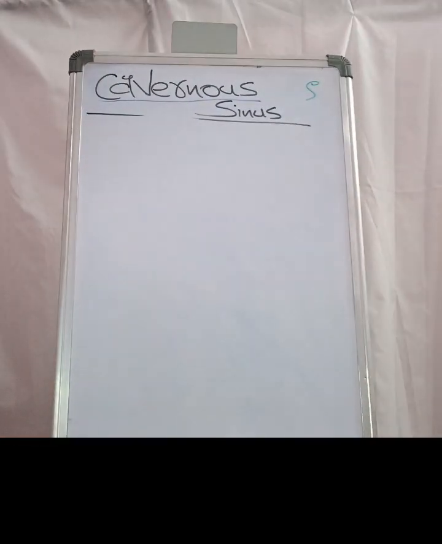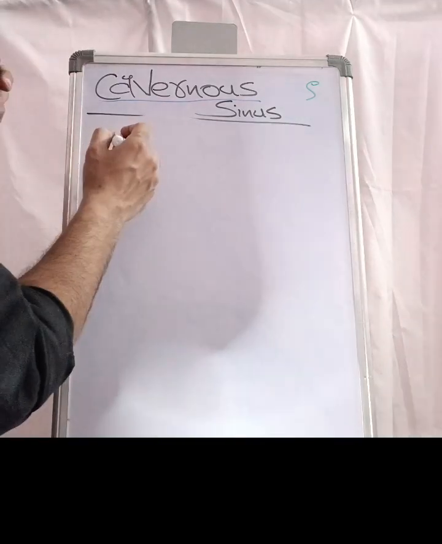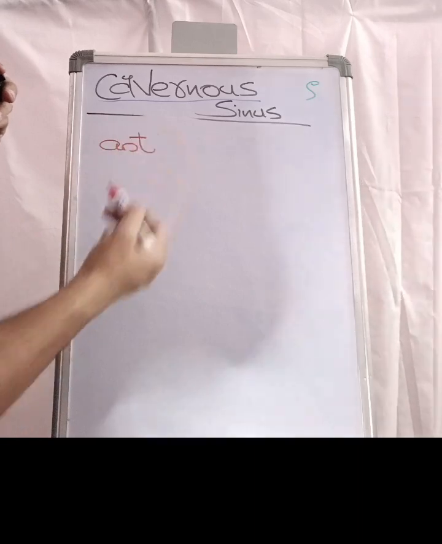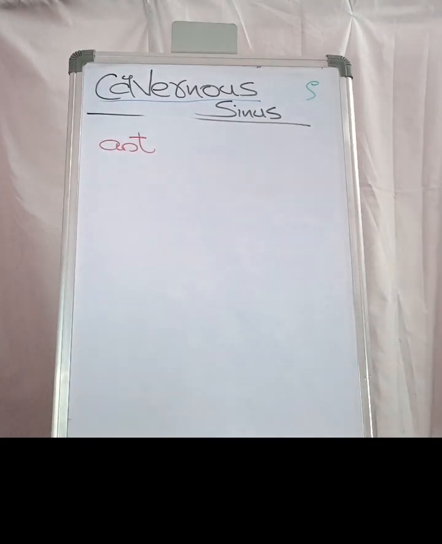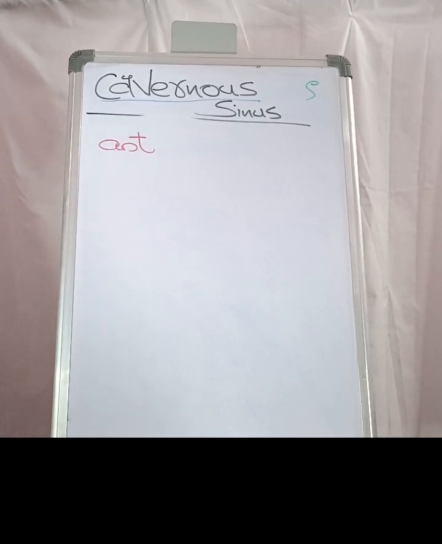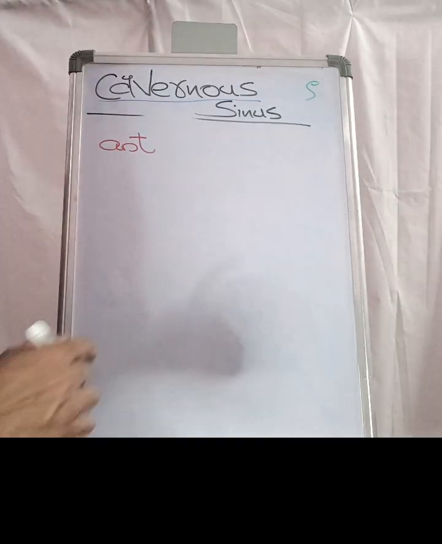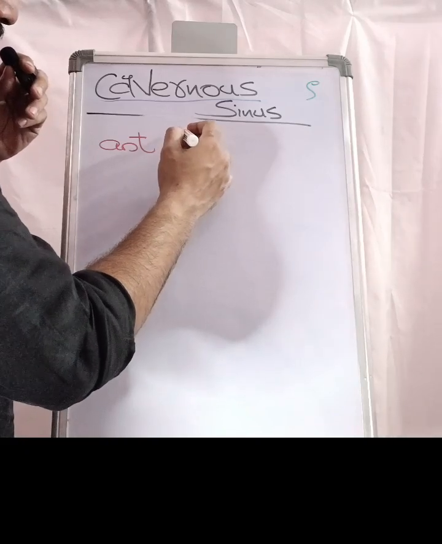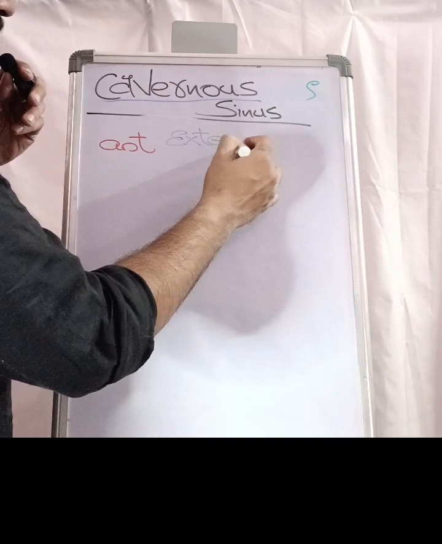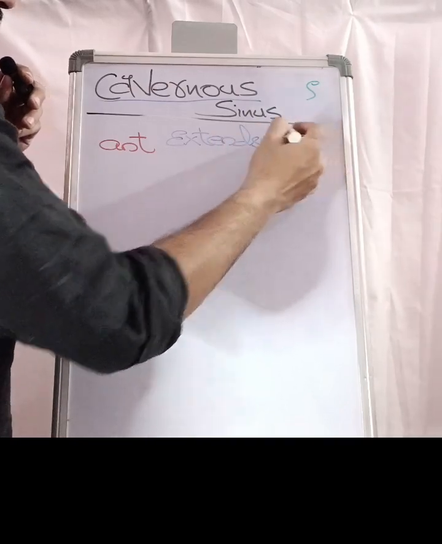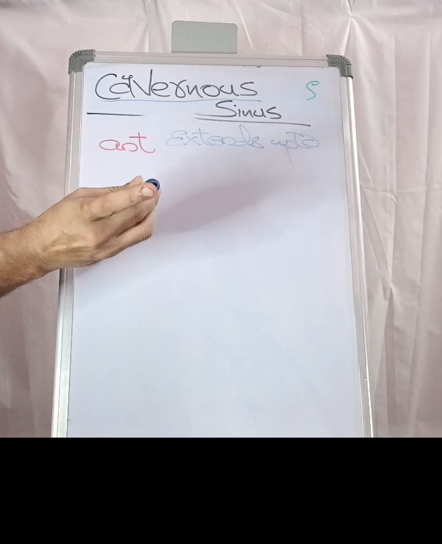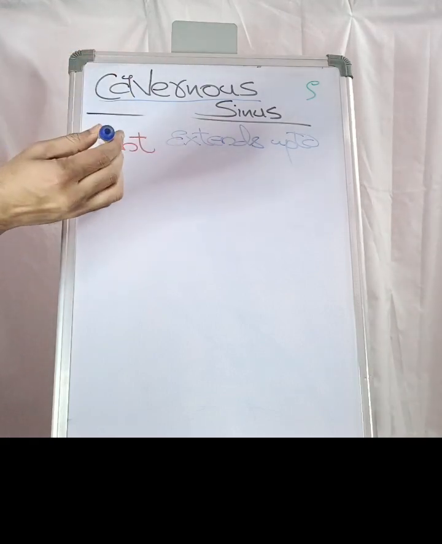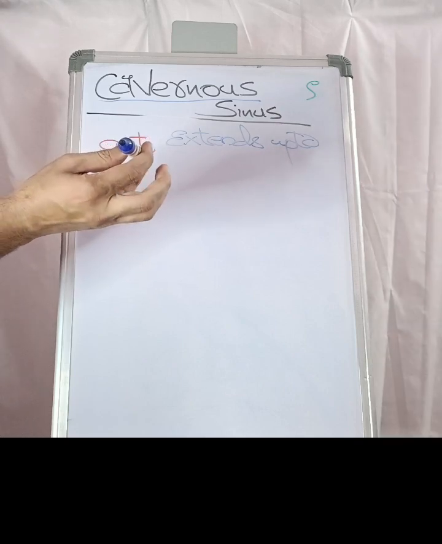See, next, anteriorly, the cavernous sinus extends up to the medial end of superior orbital fissure. Anteriorly, the sinus extends up to, see, this is the marker pen. This is anterior, and this portion comes posteriorly.